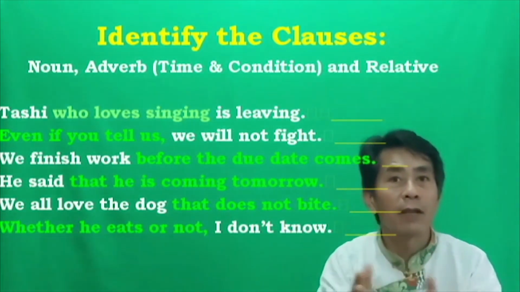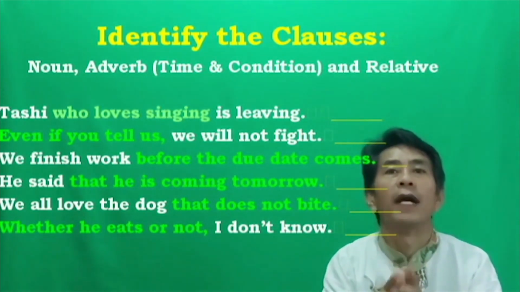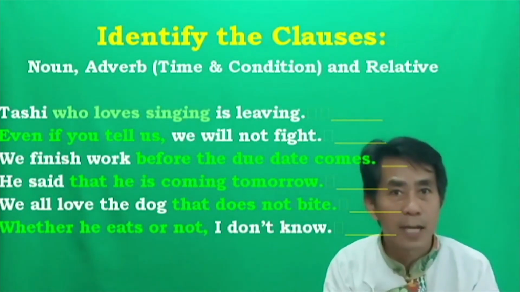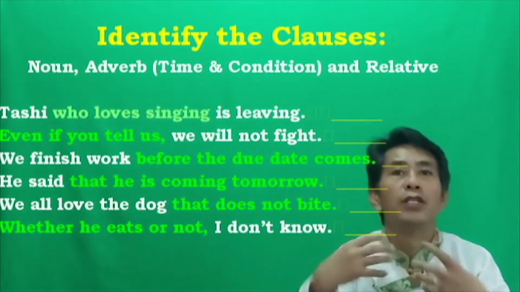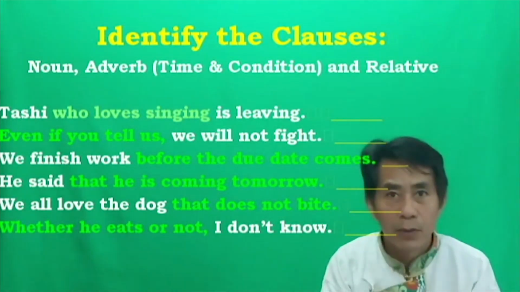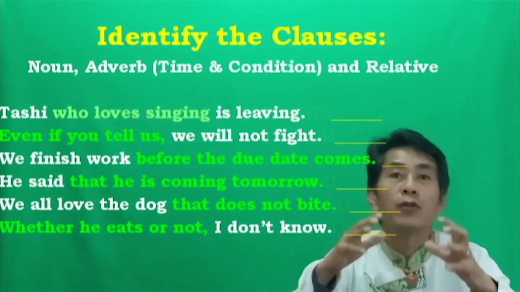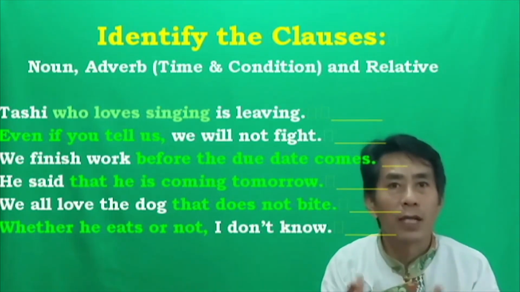Easy? Okay. Second one, even if you tell us, we will not fight. Even if you tell us. This is a clause. You have to understand. Third one, we finish work before the due date comes. We finish work before the due date comes. Number 4, he said that he is coming tomorrow. That he is coming tomorrow. You have to identify.